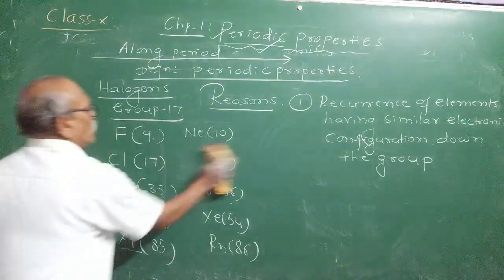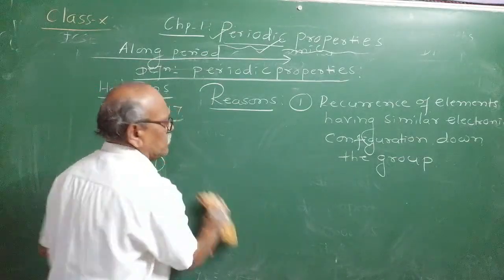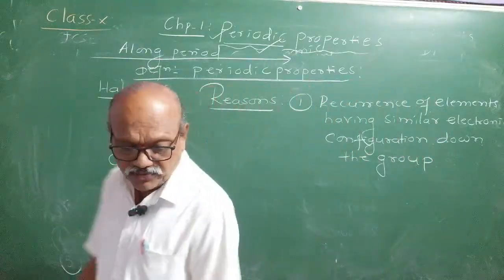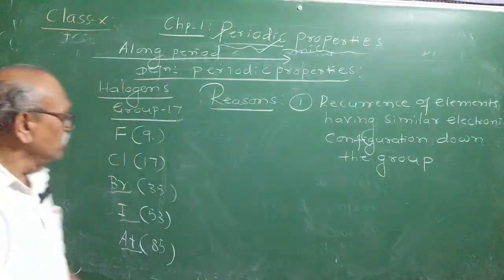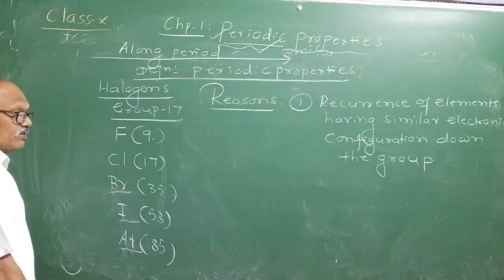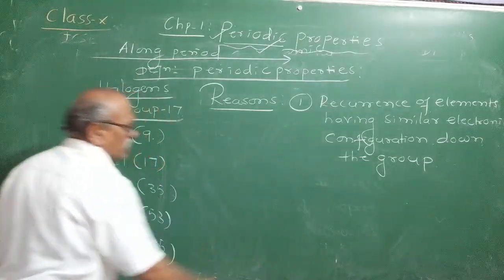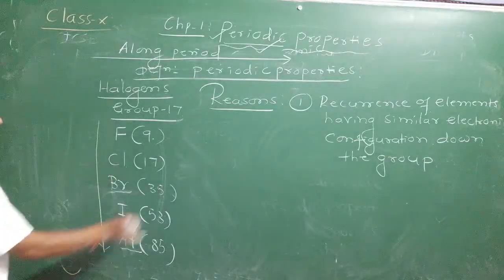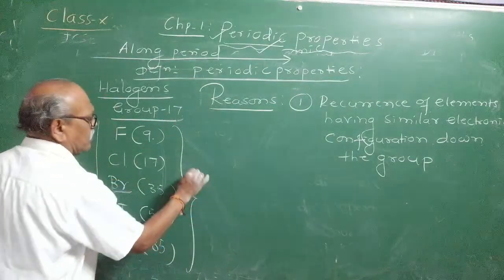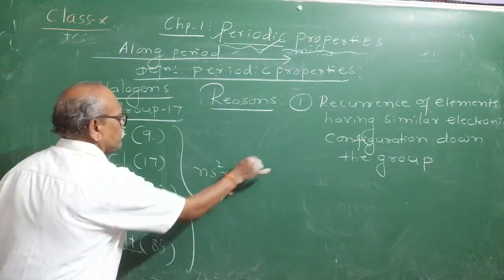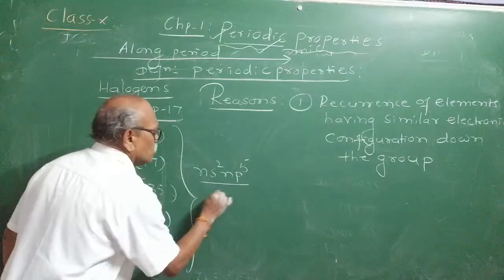Now, can you write the electronic configuration? Writing electronic configuration is very, very important. Assignment to you: write the electronic configuration of all of them and observe the outermost electronic configuration. If you observe all of them, we have the general electronic configuration in the outermost shell, that is ns2 np5. 7 electrons will be there.